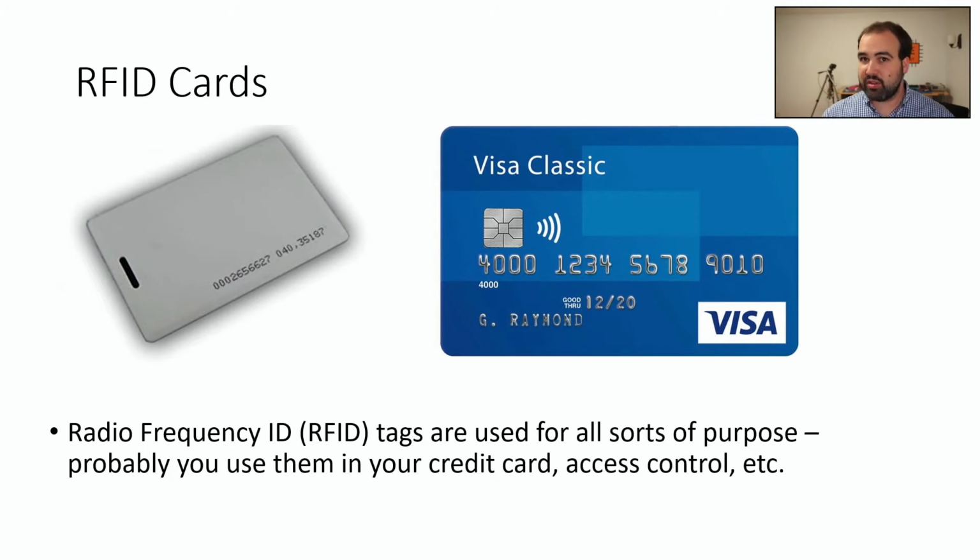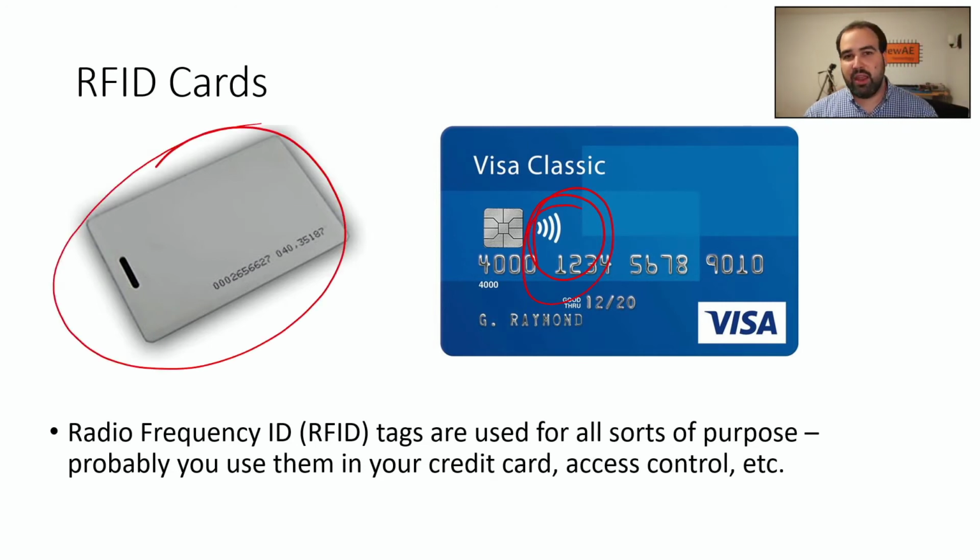Another interesting area, and this is its own whole subfield of wireless hacking, is radio frequency ID, RFID tags. You might not have heard of RFID before, or maybe you have, but these are in tons of stuff. If you have a touch-and-go credit card, that's an RFID. If you have an access badge where you touch it to a reader, that's RFID.